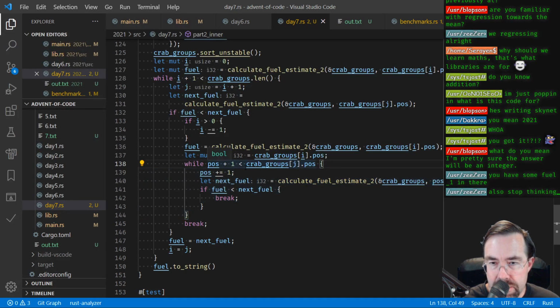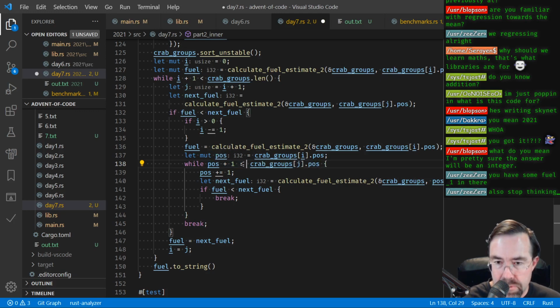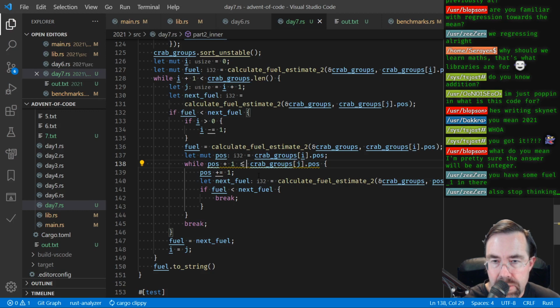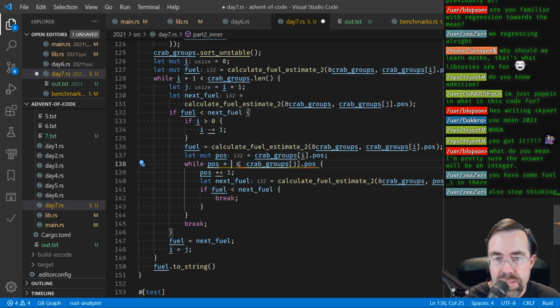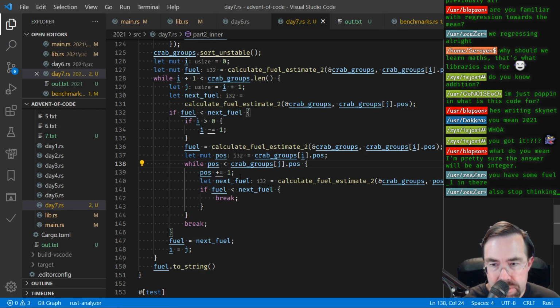This is so that this could be equal. Might be the extreme, right? Unnecessary? Oh, yeah. Rust is helping. So we can go all the way up to that position.